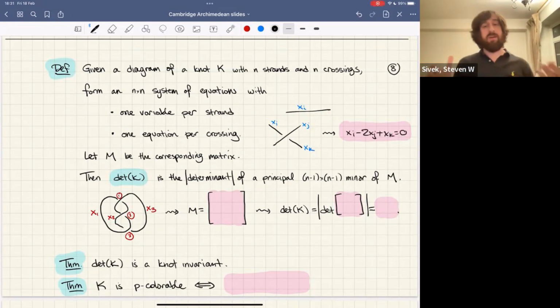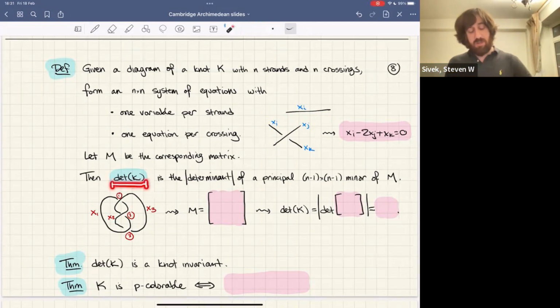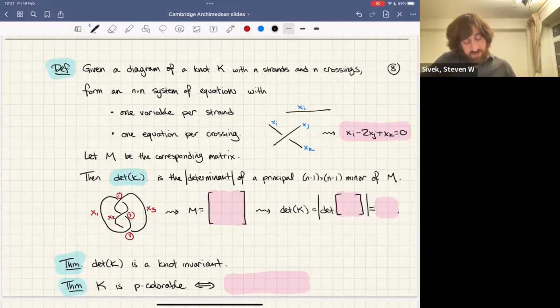And we form a matrix M out of this system, as one does in linear algebra. And we define the determinant of the knot K to be the absolute value of the determinant of a principal minor of size n minus 1 by n minus 1. In other words, we cross out a row and the corresponding column, and we take the determinant of what's left. So again, for the trefoil, now x1, x2, and x3, that matrix is, well, in the first row, just to reiterate, we've got x1 minus twice x2 plus x3. And for the second row, the second crossing gives us x3 plus x1 is twice x2.